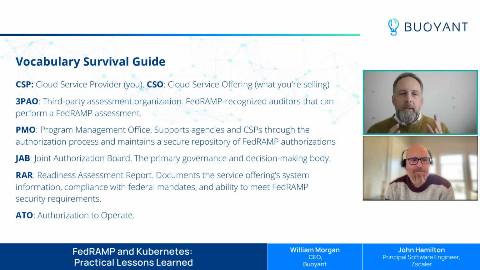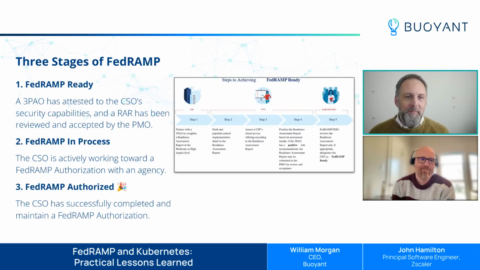Okay, so once again, you're the CSP in this scenario. You have a CSO that you're trying to sell to the government. You're going to interact with, or someone in your organization is going to interact with, an auditor called the 3PAO. All right, and then your end result, the goal that you're trying to achieve, is ATO. All right, so hopefully that makes sense. Feel free to dump any questions in the Q&A channel, or clarifications if you know more than me.